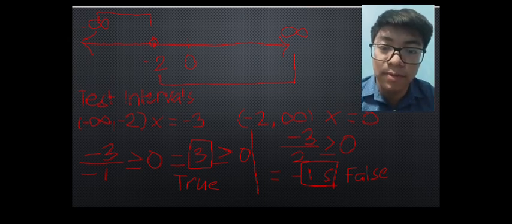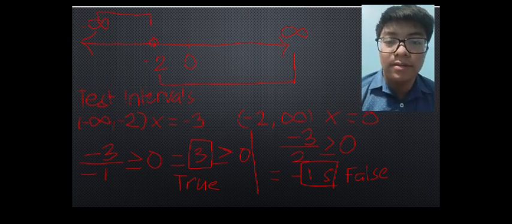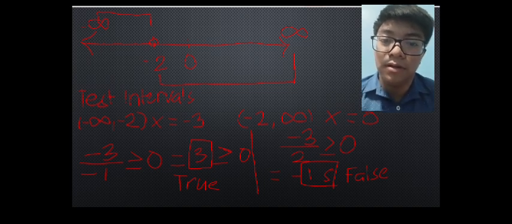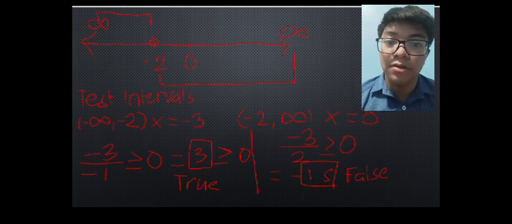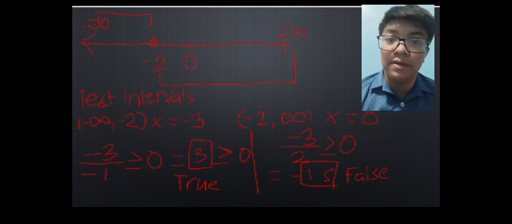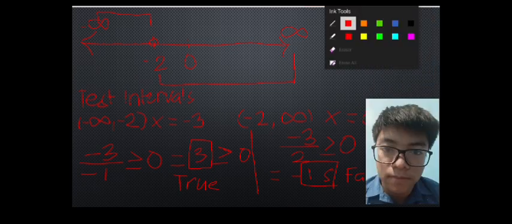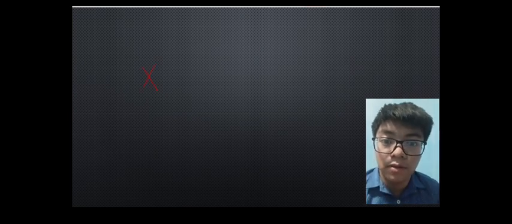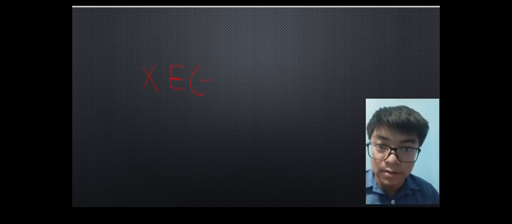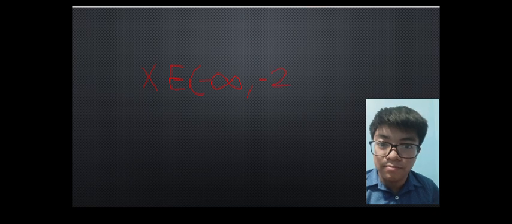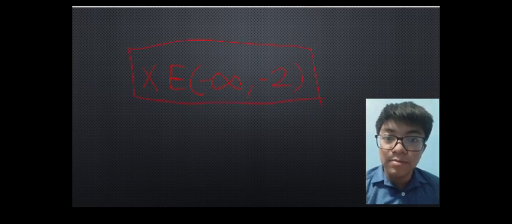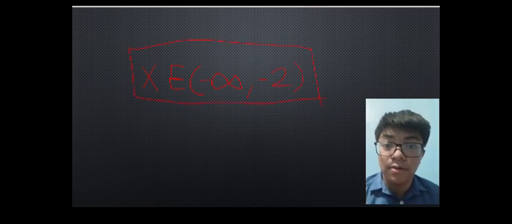Because negative 2 makes the denominator 0, it's excluded. There's no numerator 0 to include. So the solution is all x less than negative 2. So our final answer is x is an element of negative infinity to negative 2. Let's move on to our next example, which is a little bit trickier.